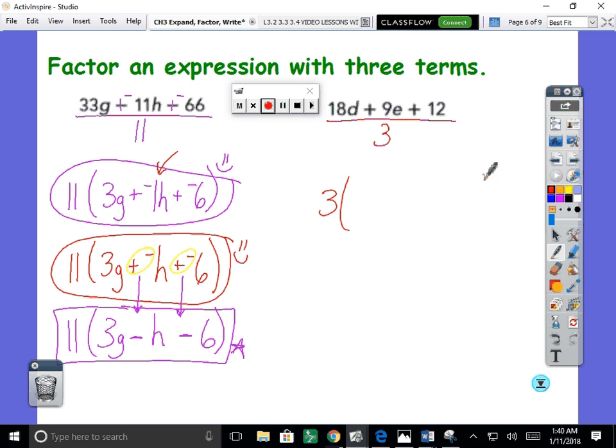That means I'm going to try to split it into 3 groups, give myself a nice grouping symbol or parentheses here, and I say, what's 18D divided into 3 groups? 6D. Don't forget your variable. Make sure it looks like a D and not some strange number, okay?